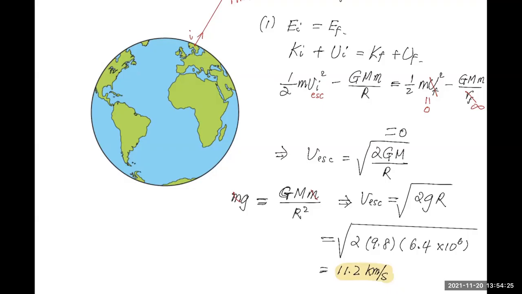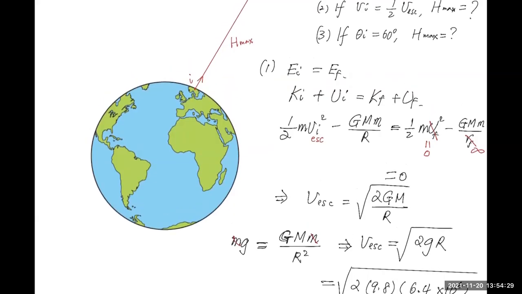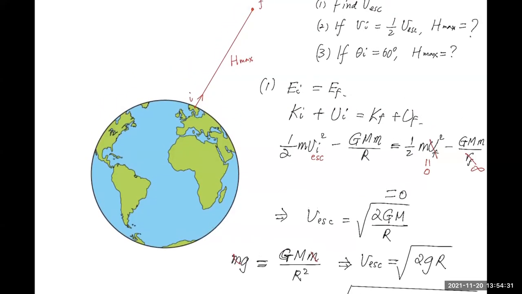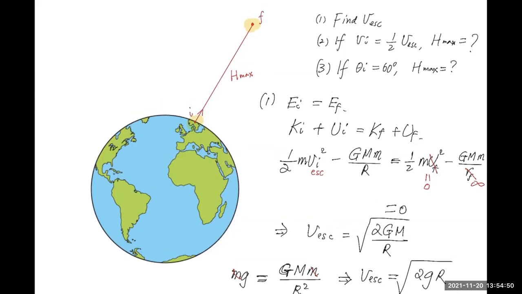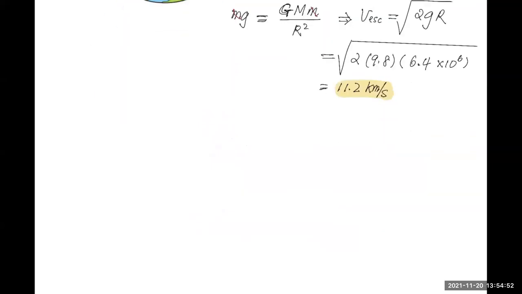Okay, so by now everybody should be quite familiar with this calculation. So that's part 1 of the problem. Now, part 2, suppose the initial launch speed is half of that speed. Then how high can it go if I launch it vertically up? So you go from initial to the final state, vertically upward with half of the escape velocity, and you want to know how high it can go. Okay, so let's see how we can do that.